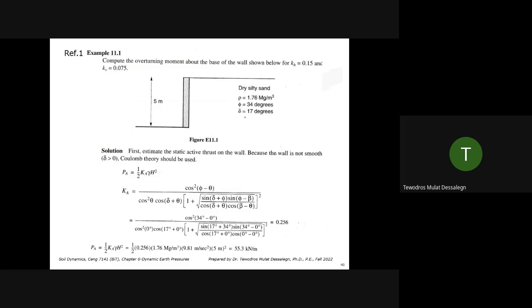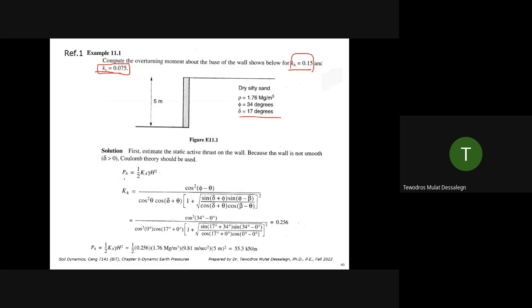Let's see an example just for better understanding. Compute overturning moment about the base of the wall shown below for Kh 0.15 and Kv 0.075. So remember now we have a vertical component of the seismic now, both horizontal and vertical. But see, the vertical is less than the horizontal. Horizontal is significantly higher.